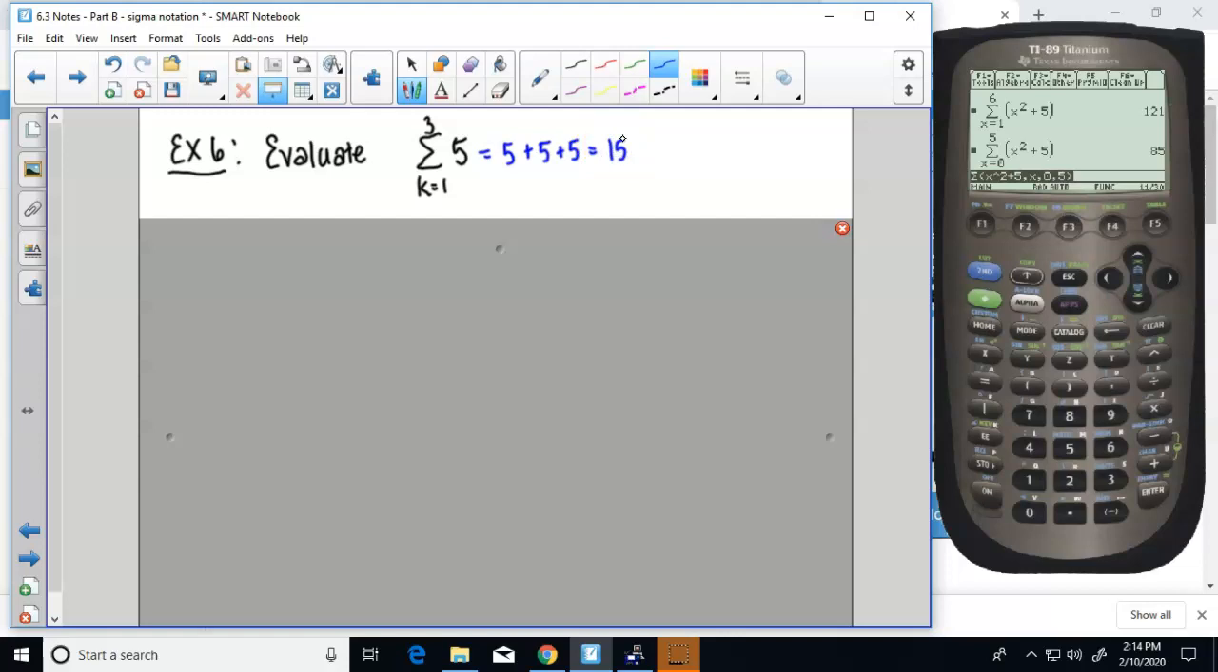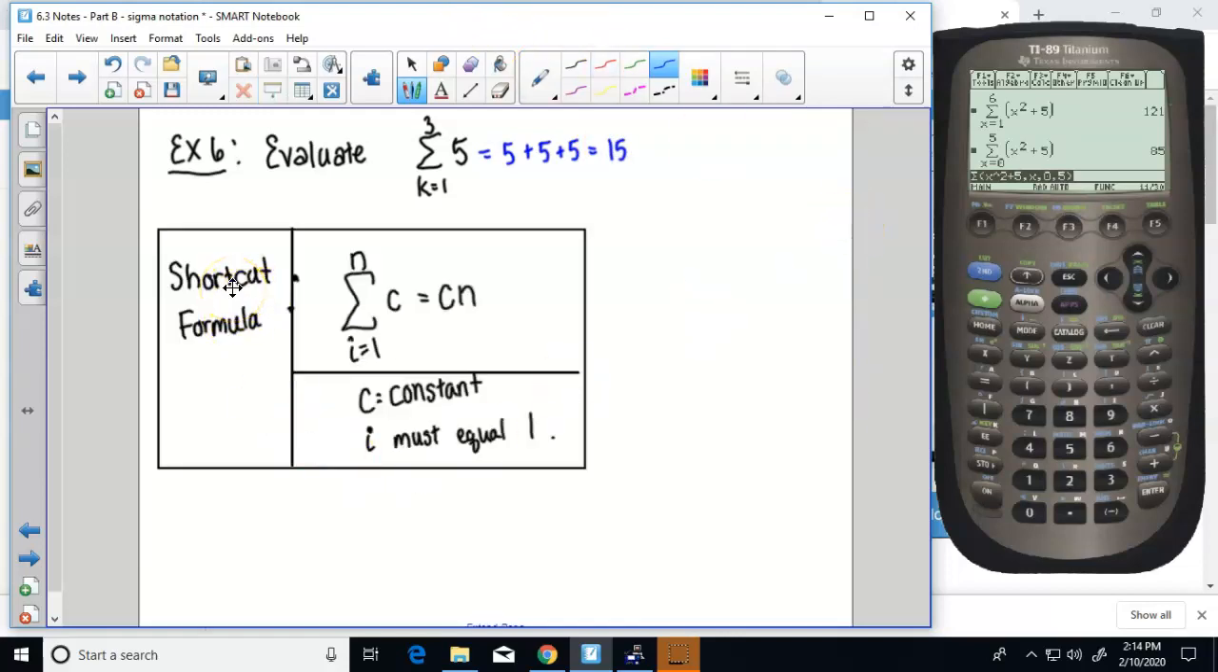Okay, so there is a shortcut rule for this. If you are doing the sum from 1 to n of a constant, where c here is a constant, it's just going to be c times n. That's all you'll get. C has to be a constant. I must equal 1 in this case. So make sure you've got this written down.